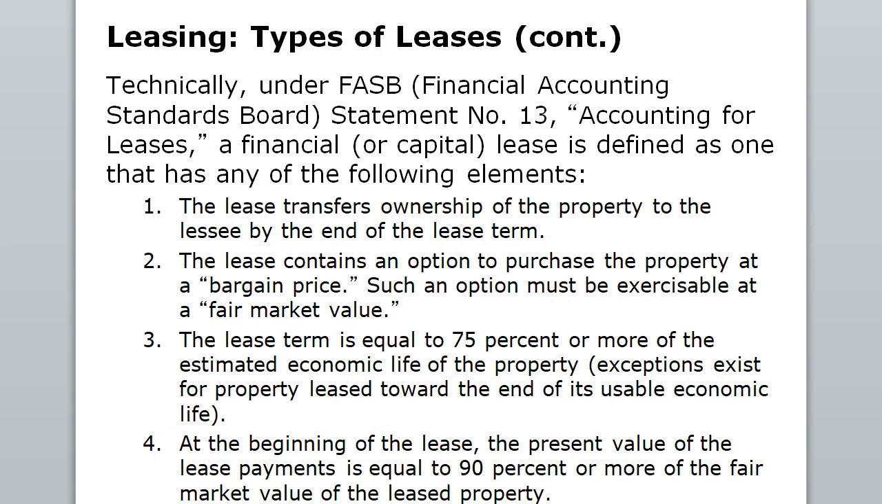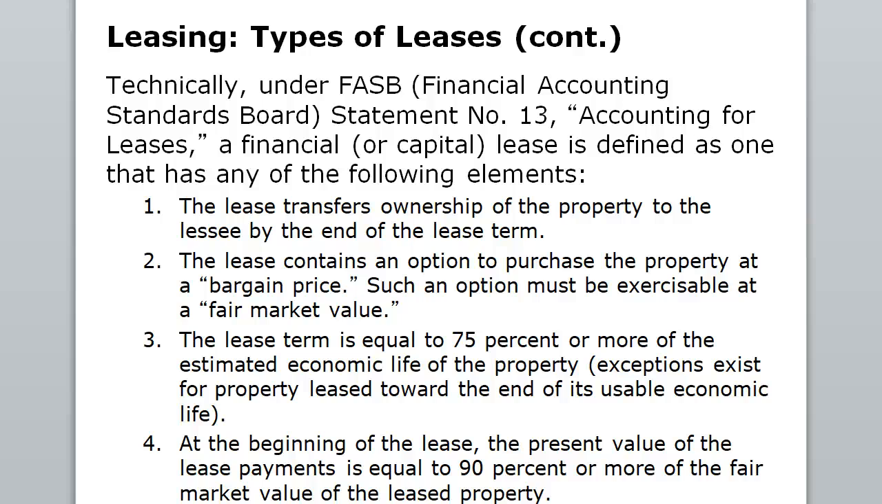So a lot of this has to do with companies in leasing. There are tax ramifications for leasing. And the way you record the account for the lease is under a FASB ruling. FASB is the Financial Accounting Standards Board, and they released Statement Number 13, accounting for a lease. A financial or capital lease is defined as one that has the following elements.